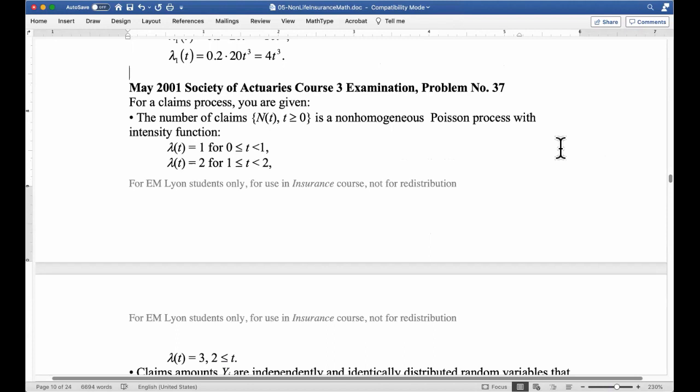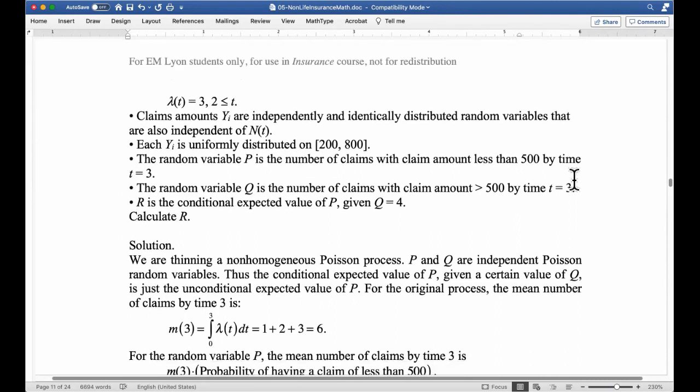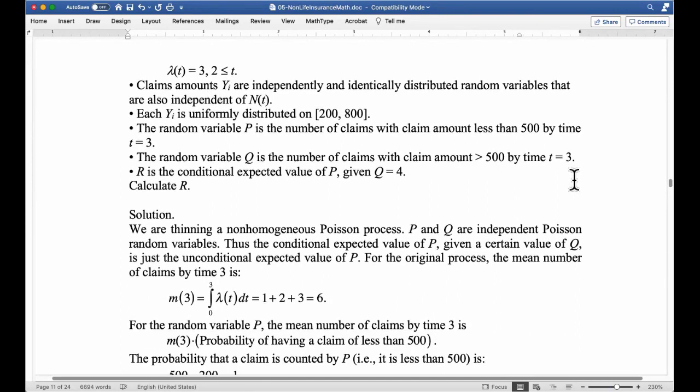For a claims process, you are given that the number of claims, N(t), is a non-homogeneous Poisson process with intensity function lambda(t) equal to 1 for t between 0 and 1, lambda(t) equal to 2 for t between 1 and 2, and lambda(t) equal to 3 when t is more than 2. Claim amounts Yi are independent and identically distributed random variables that are also independent of N(t). Each Yi is uniformly distributed on the interval from 200 to 800.